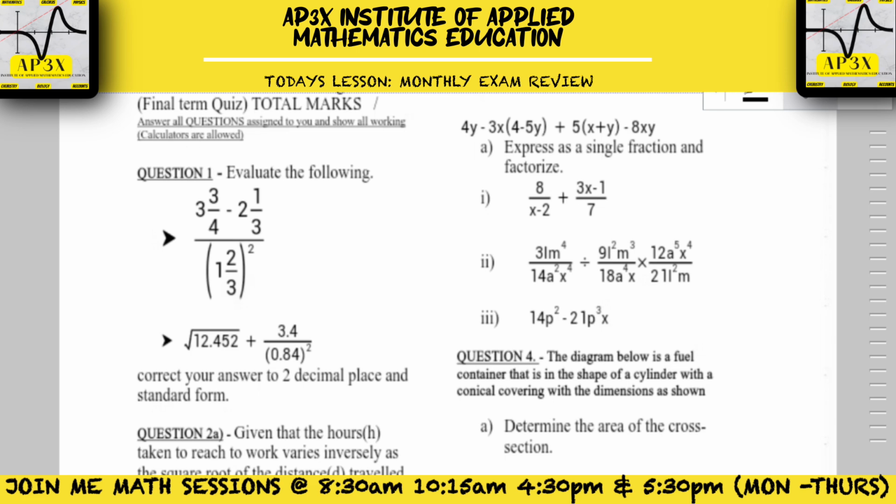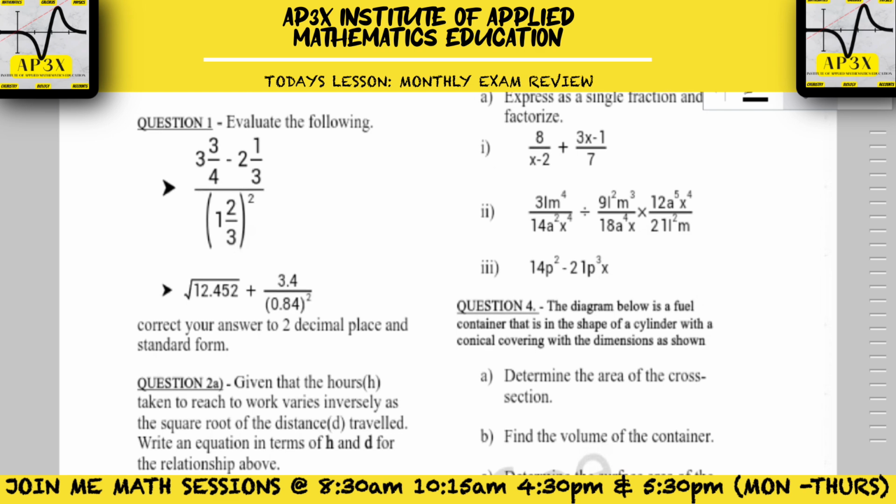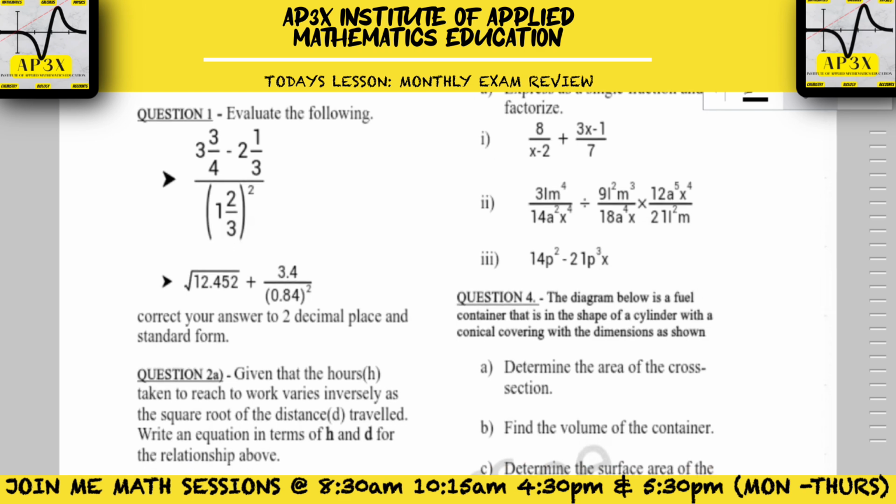The first question on screen here, traditionally, is going to be a fraction and or a decimal and approximation question. We are allowed to use calculators, and we must show all working where necessary. Here we are asked to evaluate the following: 3 3/4 minus 2 1/3, all divided by 1 2/3, all squared.